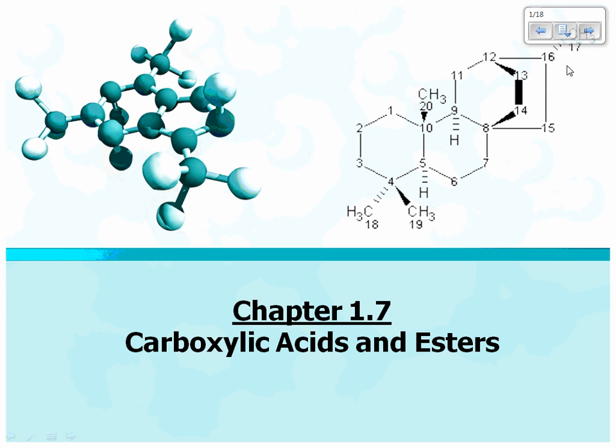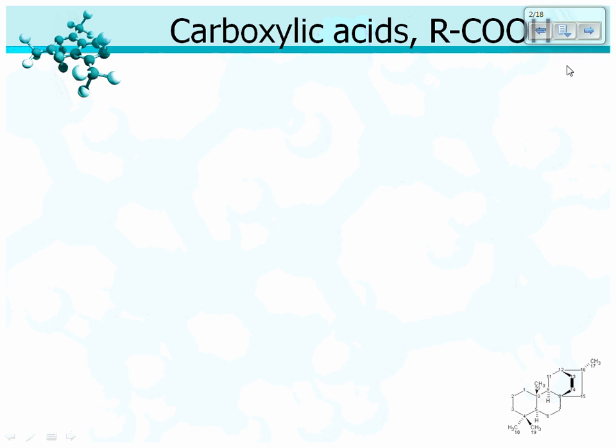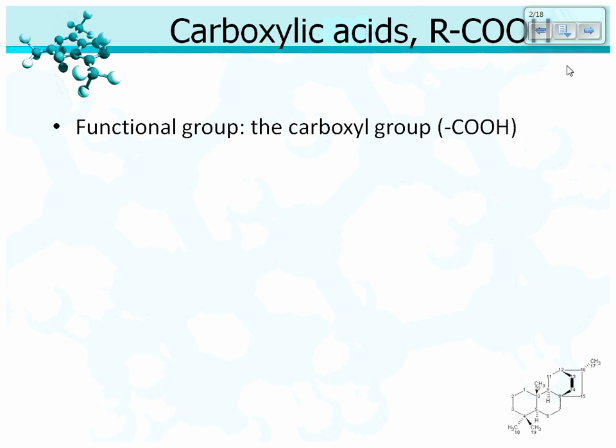All right, now we're moving on to carboxylic acids and esters. So again, we're looking at that carbonyl group and different ways it can bond and the different functional groups it can make. So carboxylic acids, the functional group is the carboxyl group, which is COOH. You'll see that a lot.